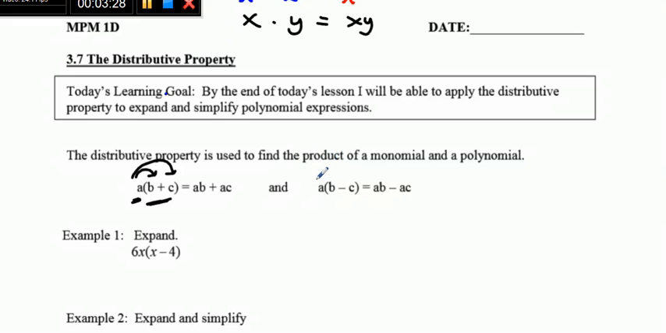And the same is true if you had something that was being subtracted inside. Nothing changes. It's A times B, and then instead of plus AC, it's minus AC. That's all. No big deal.